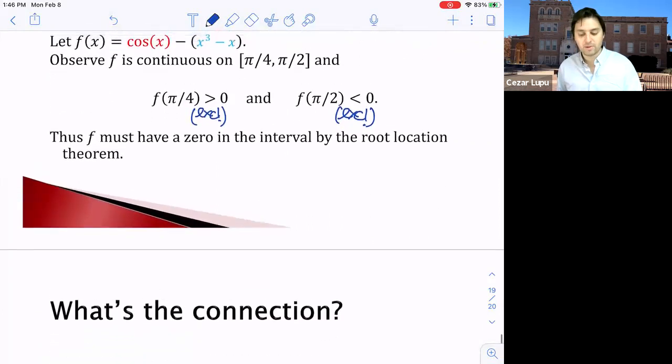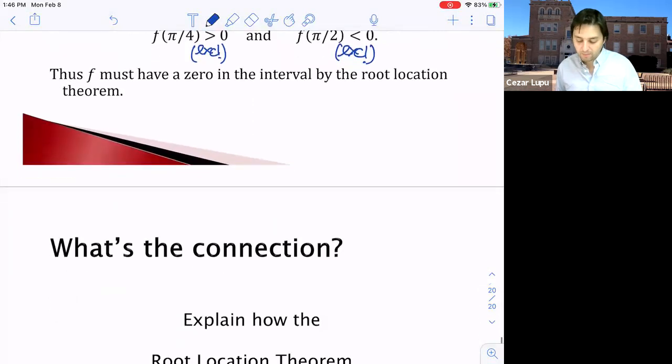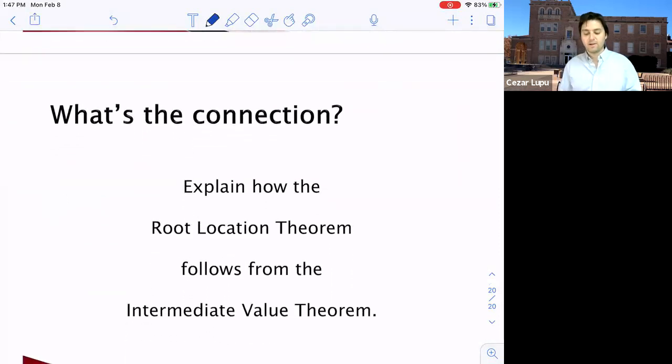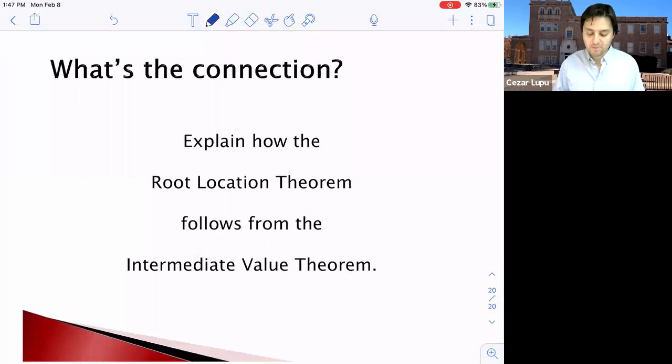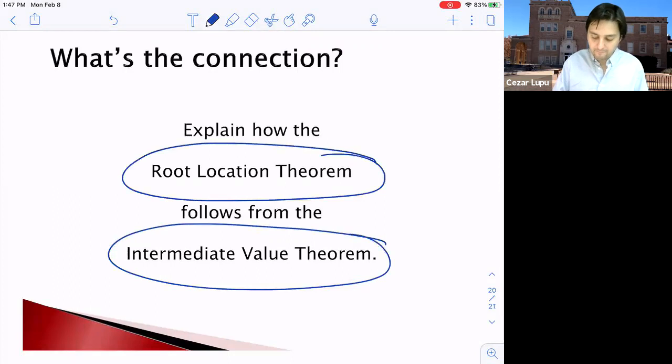So at the end, I want to talk about what is the connection. The connection is that the root location theorem follows from the intermediate value property. Well, how does it follow? So what does the intermediate value property theorem say? So this will imply this. Well, guess what? Look at this. Let me just explain this, and I think we'll stop here.